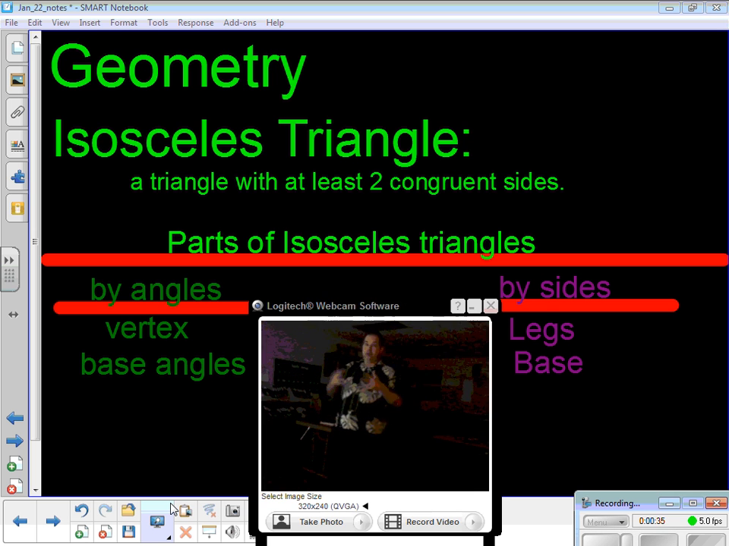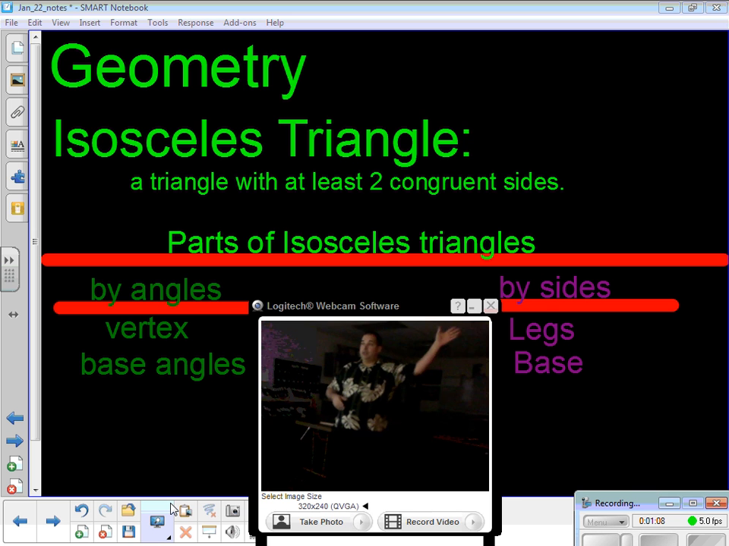Now, there are parts of the isosceles triangle I wanted to talk to you about. We have the legs of an isosceles triangle, and we have the base of an isosceles triangle. The legs are the congruent sides of the triangle. The base would be the non-congruent side. Now, that doesn't mean it's always on the bottom, but it's the side that's not the same as the others. In an equilateral triangle, all three sides could be considered the base, and all three sides could be considered legs.